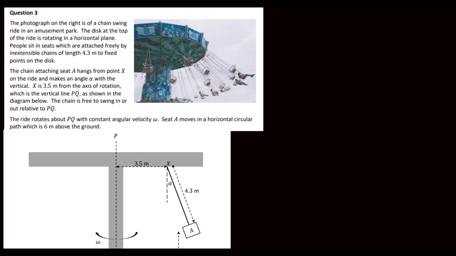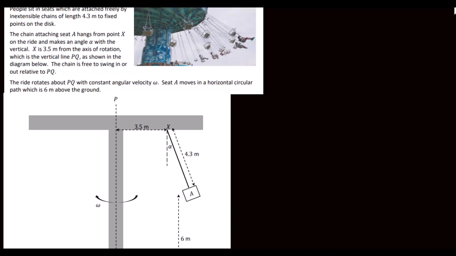disc. The chain attaching seat A hangs from point X on the ride and makes an angle alpha with the vertical. X is 3.5 meters from the axis of rotation, which is the vertical line PQ as shown in the diagram below. The chain is free to swing in or out relative to PQ. The ride rotates about PQ with constant angular velocity omega. Seat A moves in a horizontal circular path which is 6 meters above the ground.